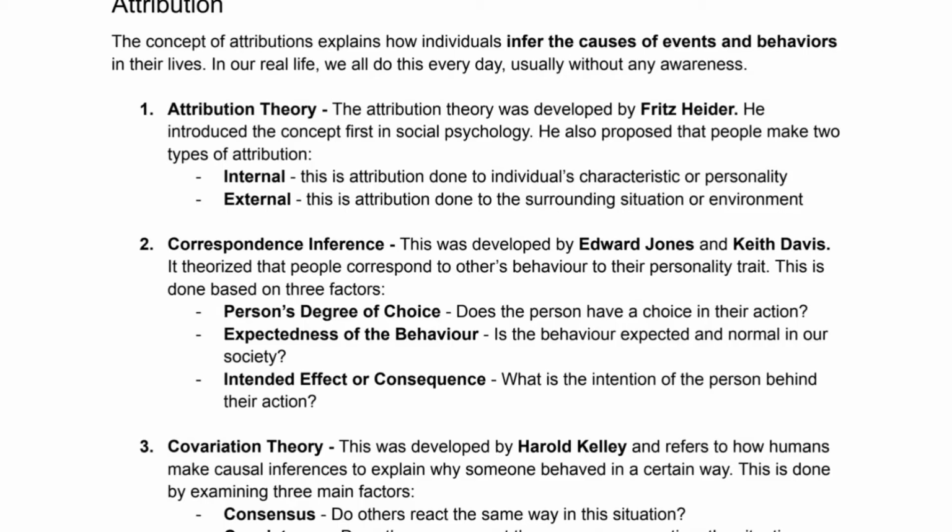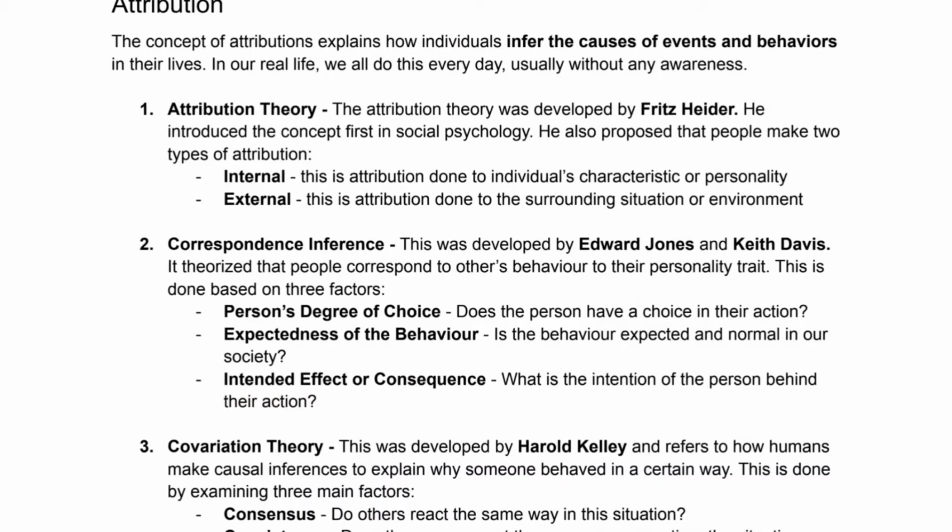For example, we are walking on a street and we suddenly see this man starts to kick a dog. This is not an expected behavior in our society, and that tells us that that man is probably mad. The last factor that they talk about is the intended effect or consequences.